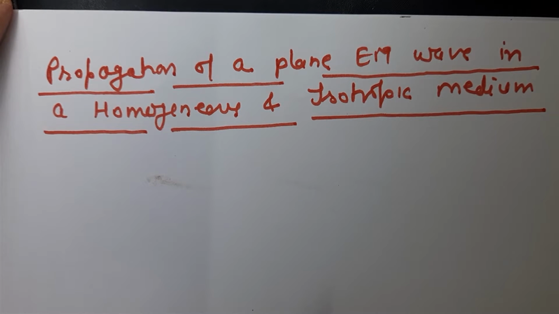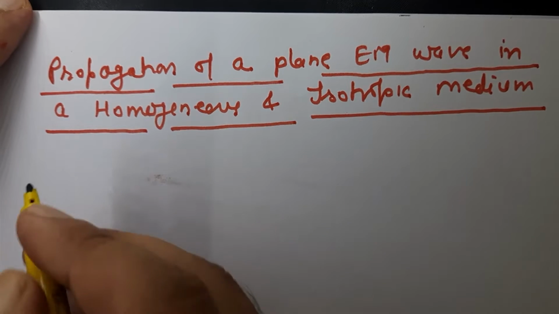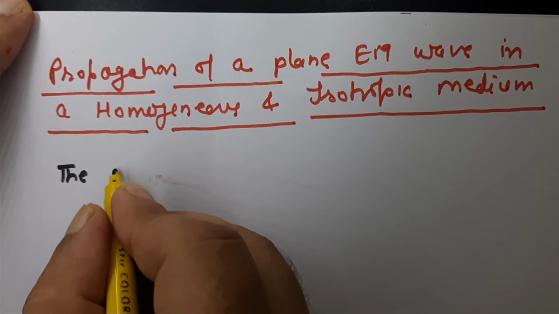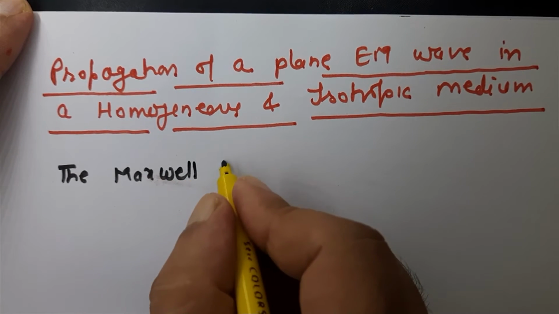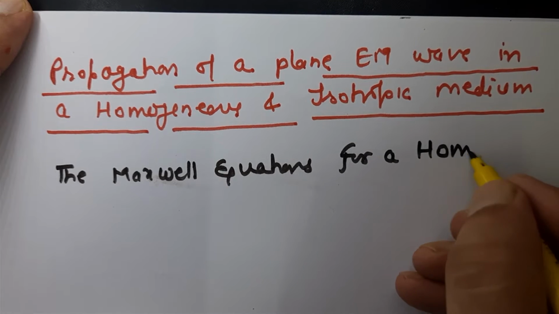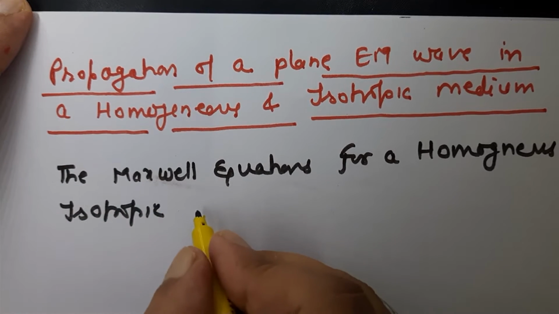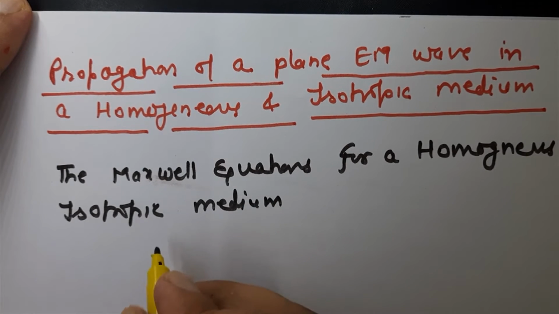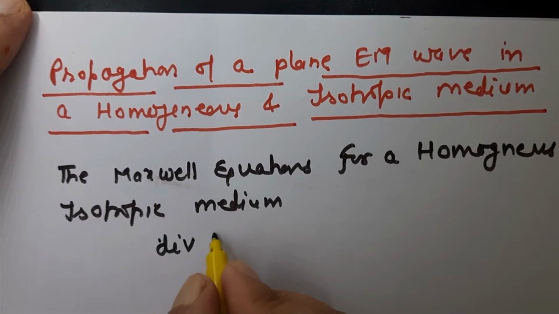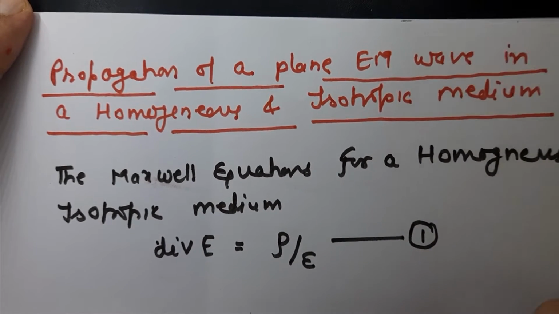So today we are going to understand how a plane electromagnetic wave travels through a medium and with what velocity it propagates. So we will start with the Maxwell equations that we have written in the previous class. The Maxwell equations for a homogeneous isotropic medium are written as divergence E is equal to rho by epsilon. This is the first equation. We have written these equations in the previous class.